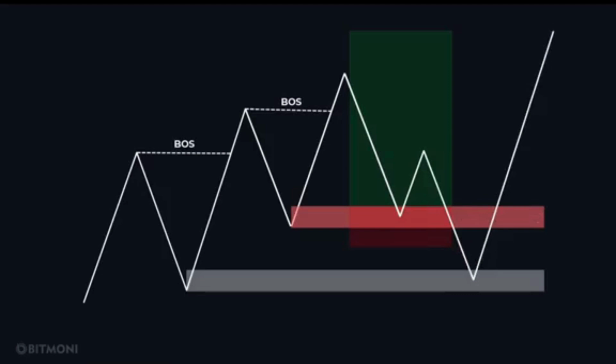Now here's what inducement does. It appears like a valid zone, lures traders into taking entries from there, only to hit their stop losses and use them as liquidity to move in the actual direction. Now, let's look at what an inducement looks like on a real chart.